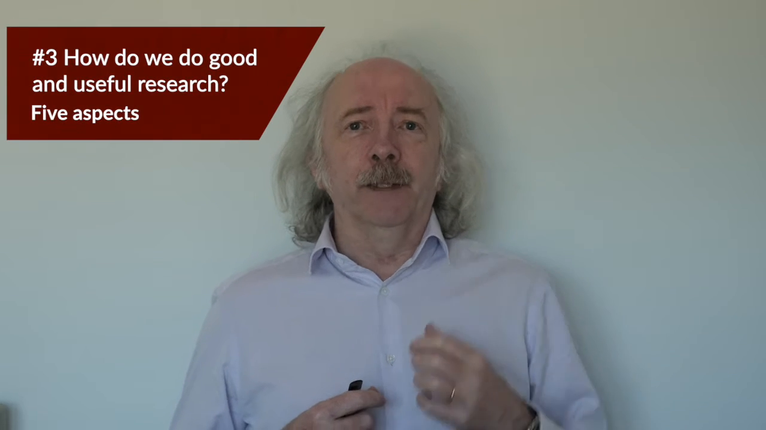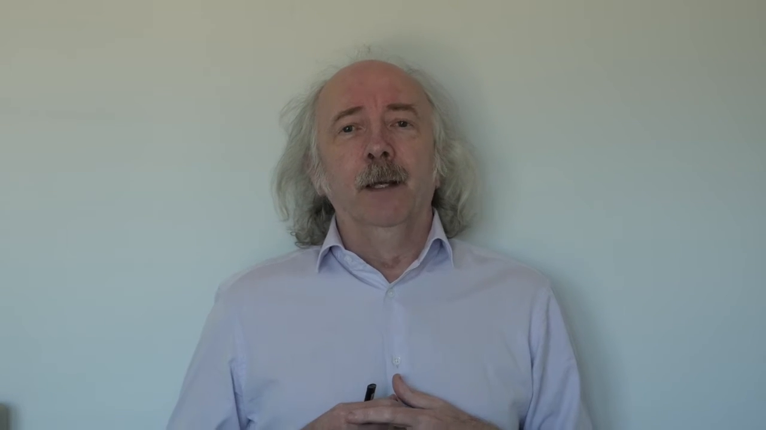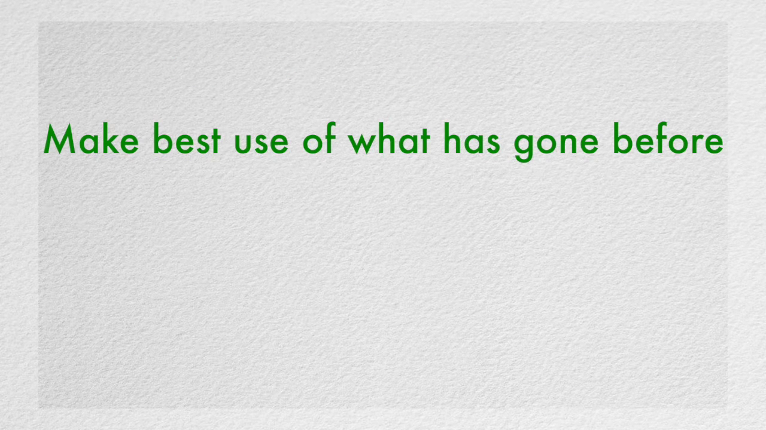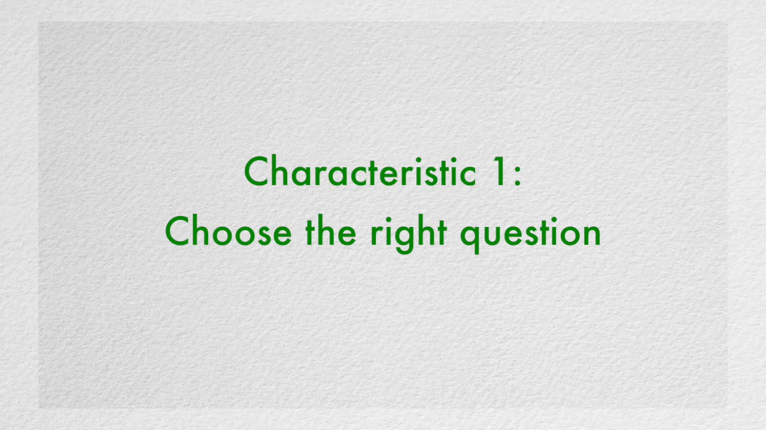And I'm going to take you through 5 aspects of what I would regard as good and useful research. And I'm going to try and illustrate those aspects with some examples from the literature and some projects that I've been proud to have been involved in. So what we're going to do, we're going to think about: choose the right question, make the best use of what has gone before, choose an appropriate study design, keep it simple, and collaborate. So let's begin. Choose the right question.